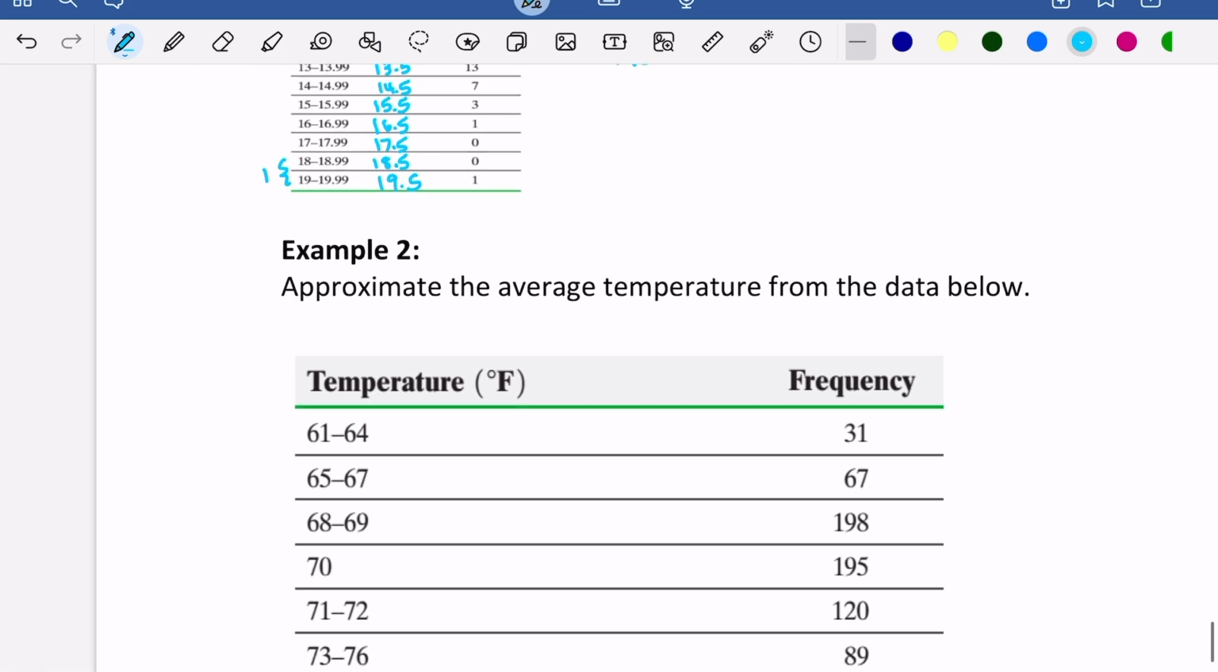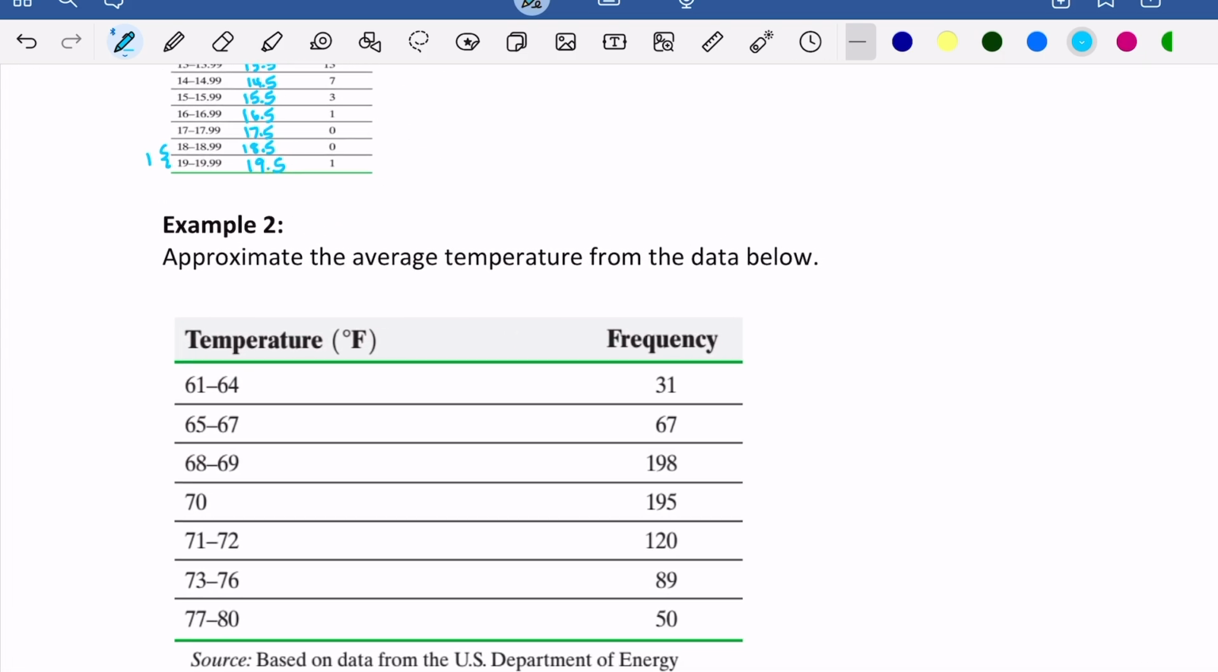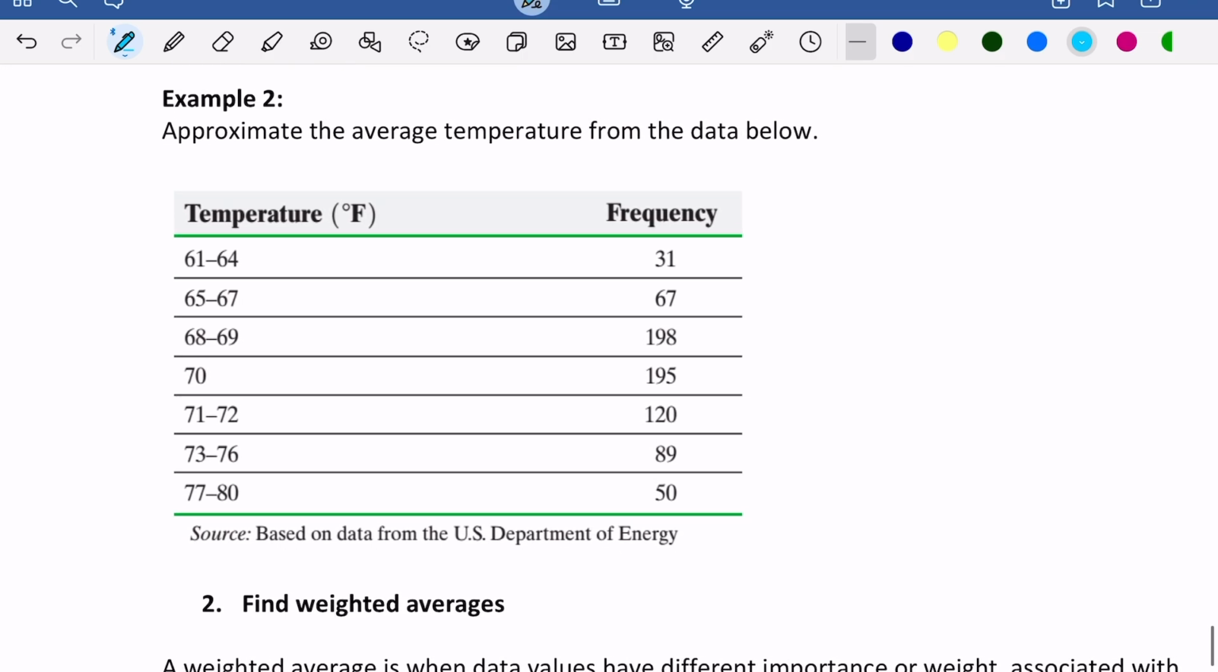Okay. Now, on this one, approximate the average temperature below from the data. So this one's a little trickier. So here, this is 4 apart. So I can say 61 to 65, that's 4. So the average there is going to be 63. That is in that class. Okay, good. 65 to 68 is 3, so that's 1.5, so that's 66.5, also in the class.